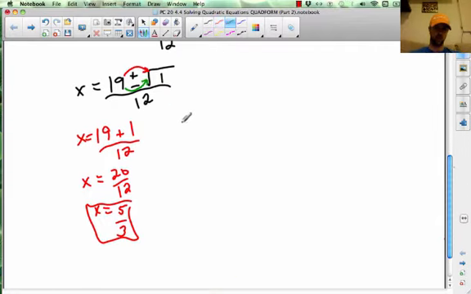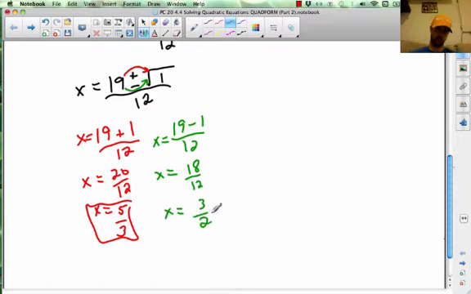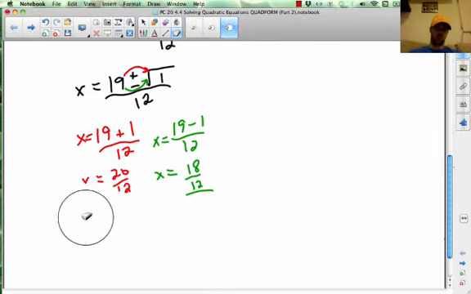Now the bottom path, we go 19 minus 1 over 12, and then that's 18 over 12. They both divide by 6. X is 3/2. All right.